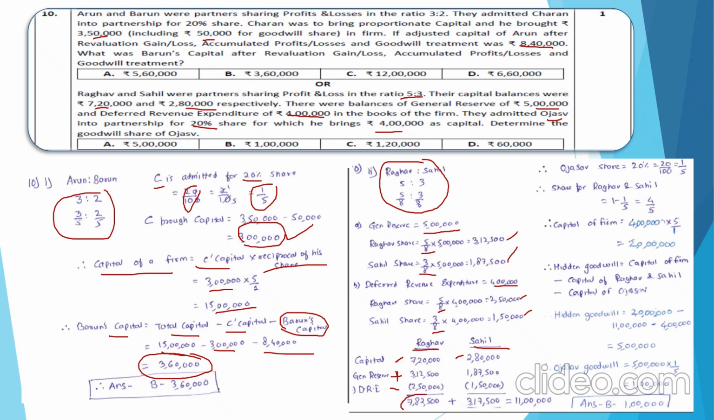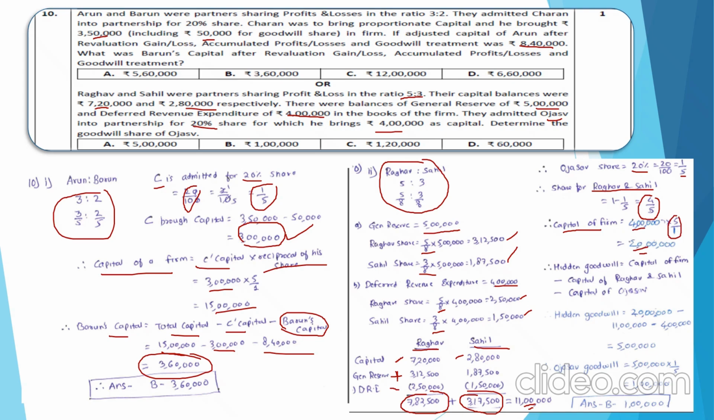So for Raghav, I got 7,82,500 and Sahil 3,17,500. So the total capital for both of them is 11 lakh. And the new partner's share is 20%, so it will be 1 upon 5. Then what will be the share of the old partners? It will be 1 minus 1 upon 5, that is 4 upon 5. So if I find the capital of the firm, it is the capital of Ojeswar into the reciprocal of his share. So the capital of the firm is 20 lakhs.